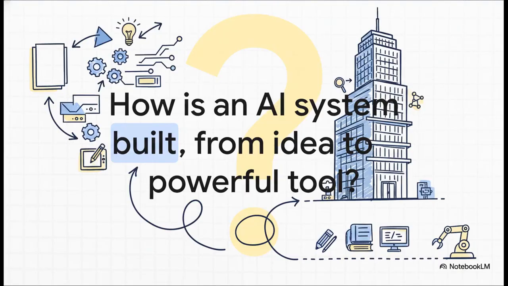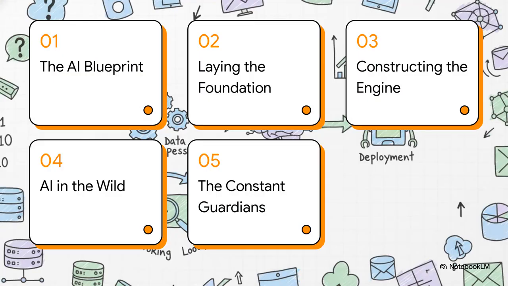So here's the big question we're tackling. How do you really go from just a simple idea to a powerful, working AI tool? I'll tell you right now, it's not magic. It is a structured, methodical life cycle. You should think of it less like some mysterious art form and more like building a skyscraper. Every single phase is absolutely critical. So, we're going to follow what I'm calling a builder's journey, and it's got 5 key stages.